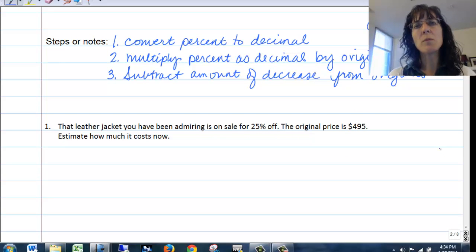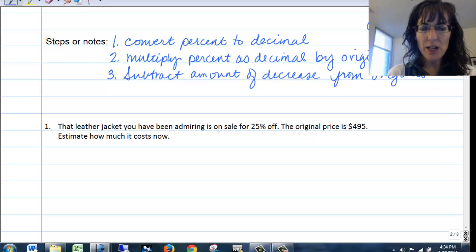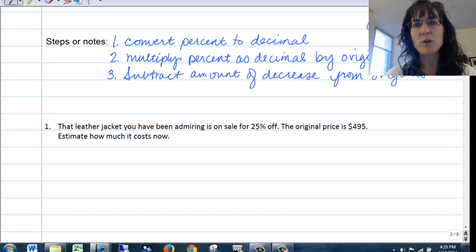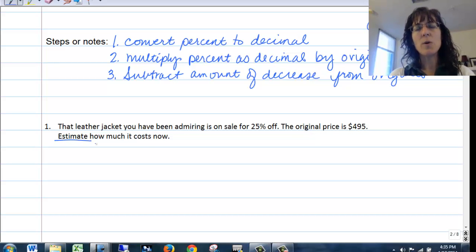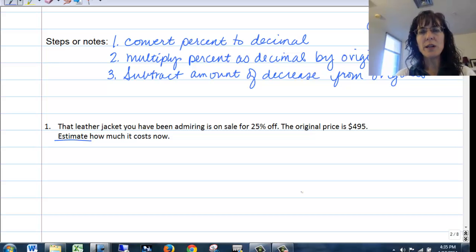We have one problem for this one. It's the only one in the journal that has a single problem, so I will show it to you. That leather jacket you've been admiring is on sale for 25% off. The original price is $495. Estimate how much it costs now. So you can do an estimation on this. Remember, round to some nearby values and use those to help you decide how much the coat would cost.